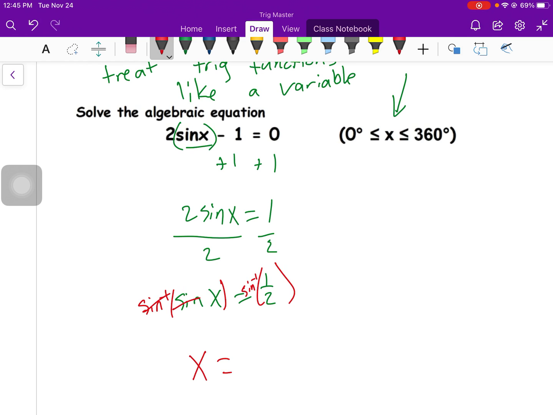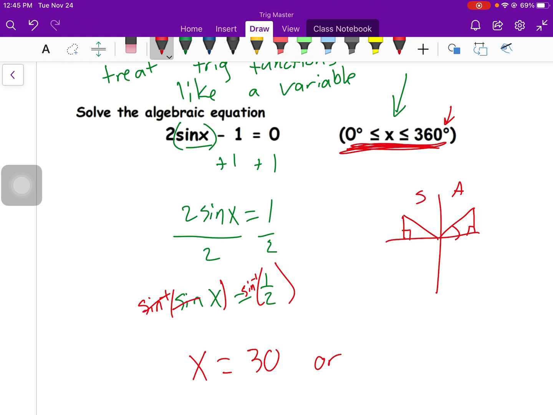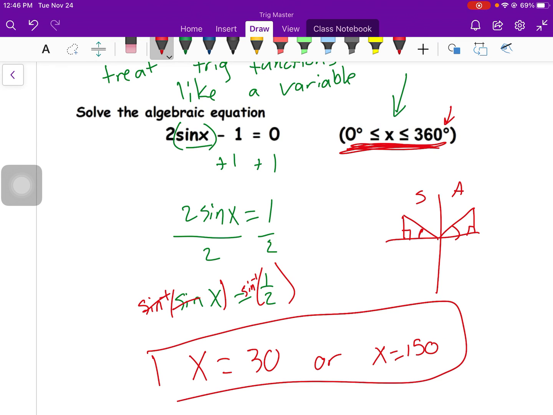This is where you actually have to think a little bit because of this restriction right here. I know sine is positive in these two quadrants. Everything is positive here. Sine's positive there. So I've got two possible values that this could be. I know that in our first quadrant, x is going to be 30. We're in degrees. That's why I know it's 30 and not pi over 6. Or if I put this in quadrant 2, that would be 180 minus those 30 degrees, which is 150 degrees. So those are my two possible answers.